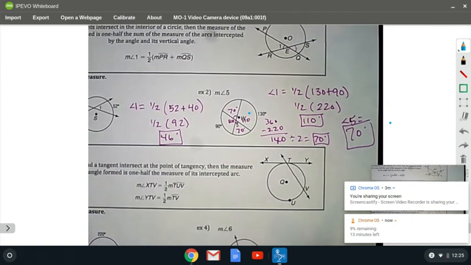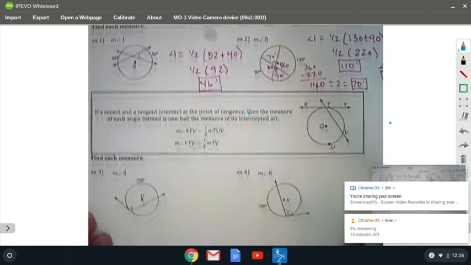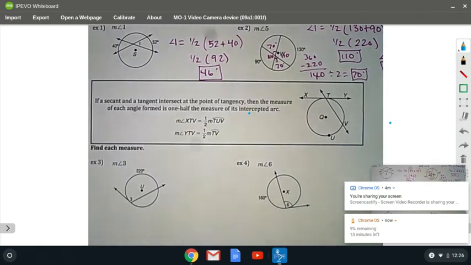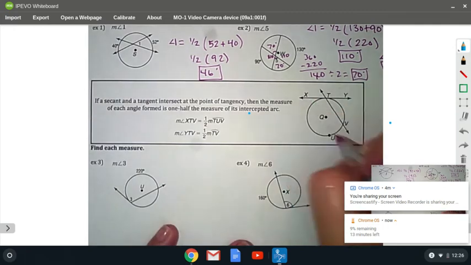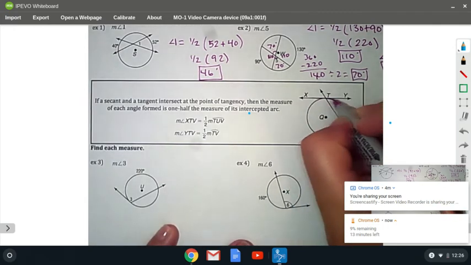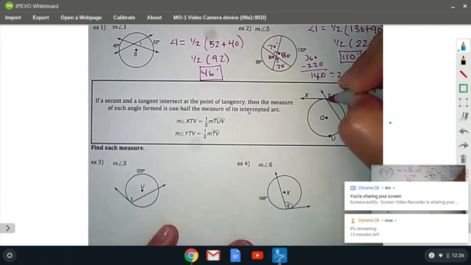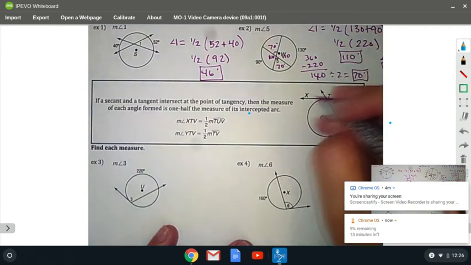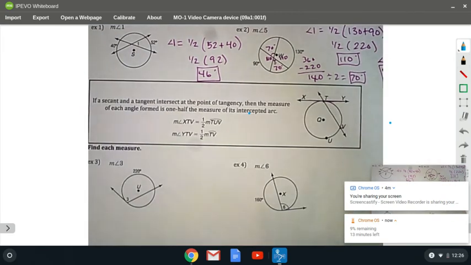Okay. All right, the next type of picture you may see is if a secant and a tangent intersect at the point of tangency, then the measure of each angle is 1/2 the measure of its intercepted arc. So this is your tangent. This is your secant. Your secant intersects at 2 points. Your tangent intersects at 1.